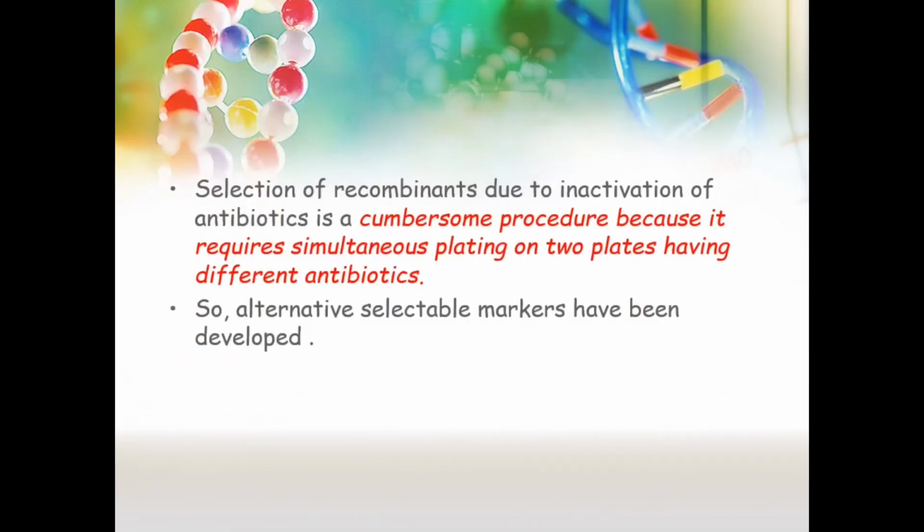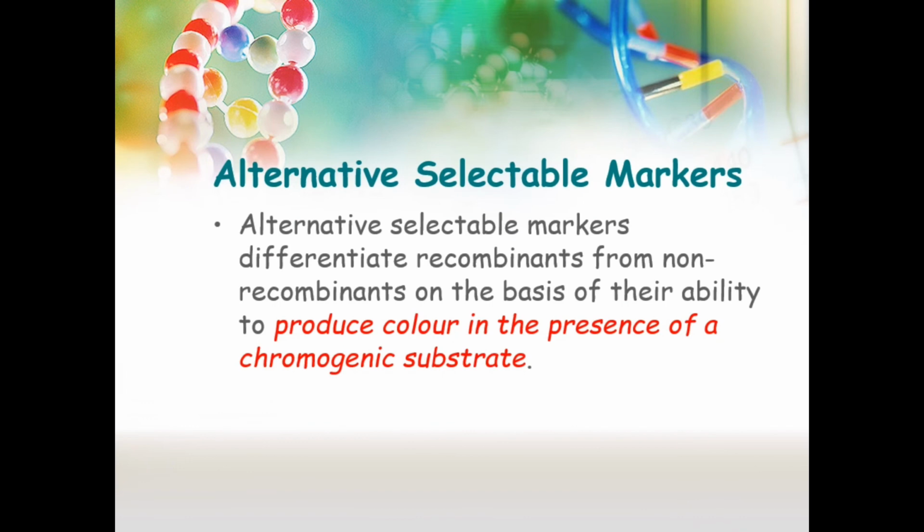Okay, but this procedure is very cumbersome because we have to simultaneously plate them on two different plates having two different antibiotics. So there is an alternative selectable marker method which has been developed. Let's see what it is. It differentiates recombinants from non-recombinants on the basis of their ability to produce color in the presence of a chromogenic substrate.